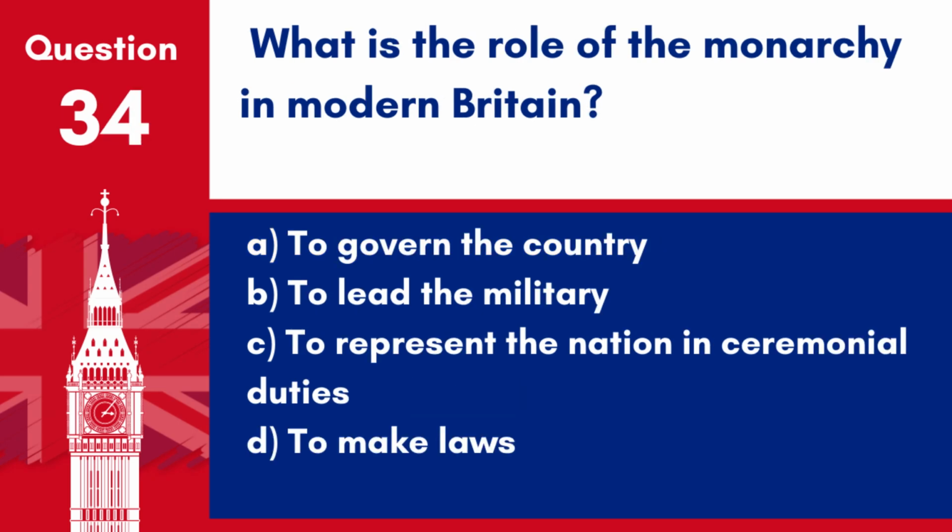Question 34. What is the role of the monarchy in modern Britain? A. To govern the country. B. To lead the military. C. To represent the nation in ceremonial duties. D. To make laws. Answer: C. To represent the nation in ceremonial duties. In modern Britain, the monarchy's role is largely ceremonial, representing the nation at events and supporting various charities.